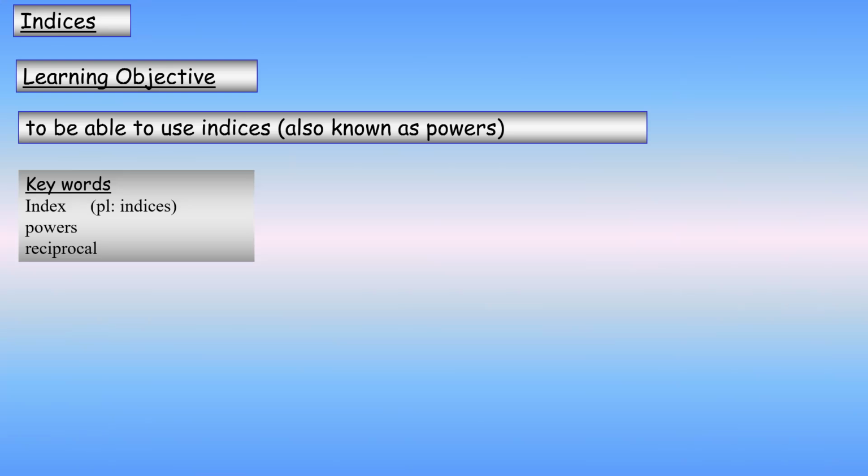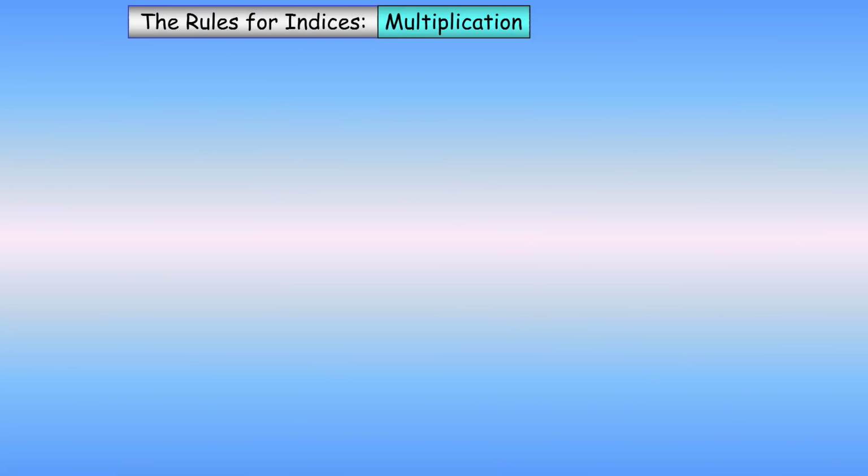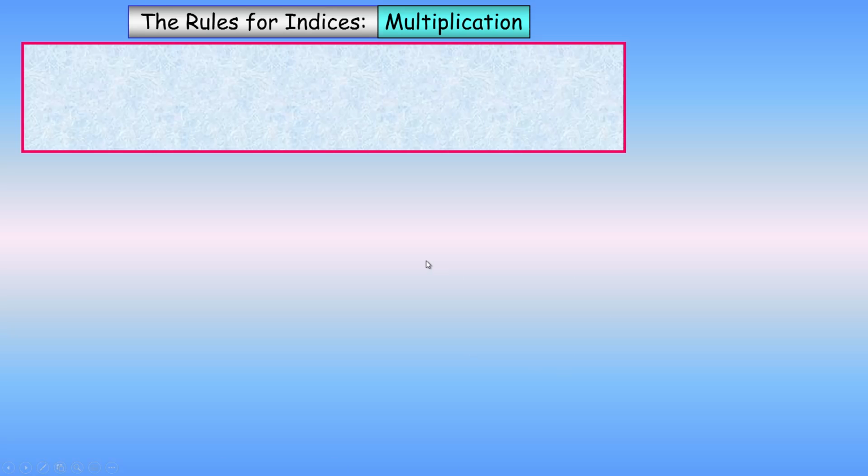Okay, so we're going to look at indices, also known as powers. This is where we have numbers or terms, it could be terms, it might not have to be numbers, raised to a certain power. So we've got 5 to the power of 3. 5 is our base number, and 3 is our index or power. So 5 to the power of 3 means 5 times 5 times 5.